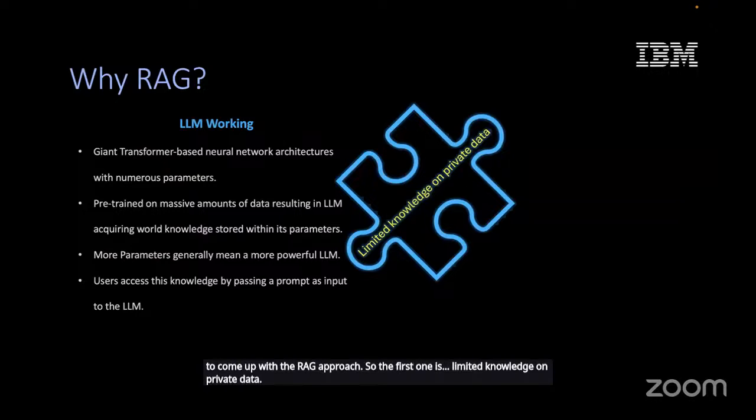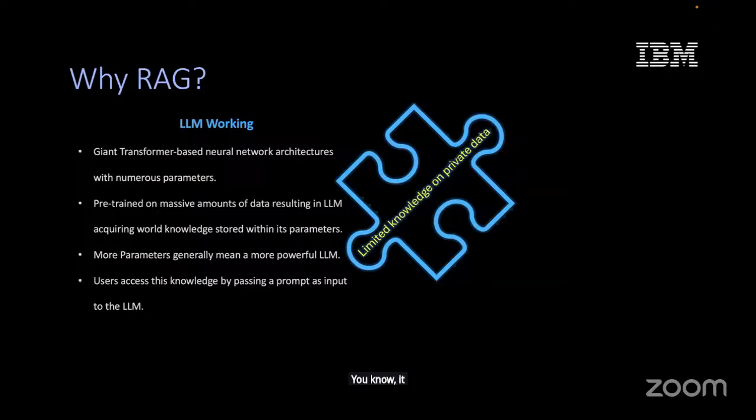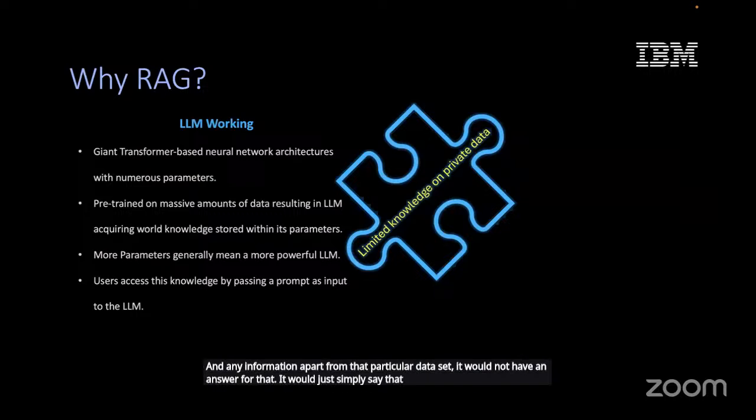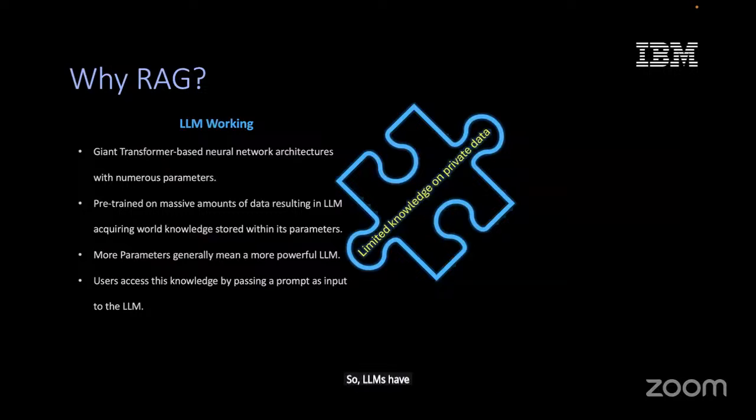How many of you remember that when ChatGPT came out, it had a cutoff that said it was trained on X amount of data, and for any information apart from that particular data set, it would not have an answer? It would just simply say, this is not something that I've been trained on. I would not be able to answer this question. So LLMs have that drawback where their knowledge is limited, especially on private data.